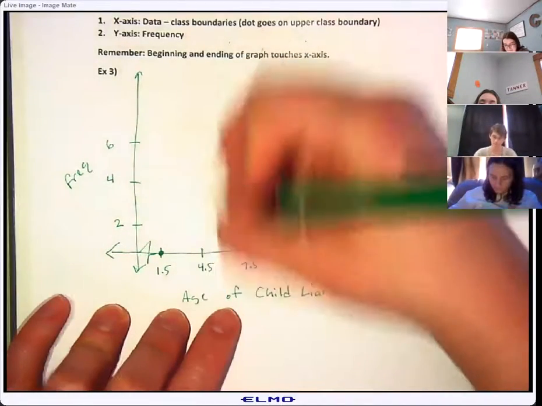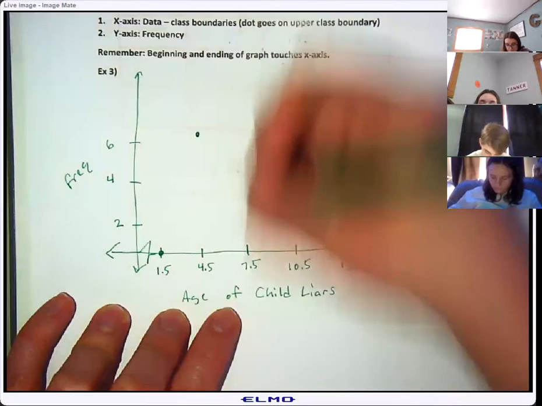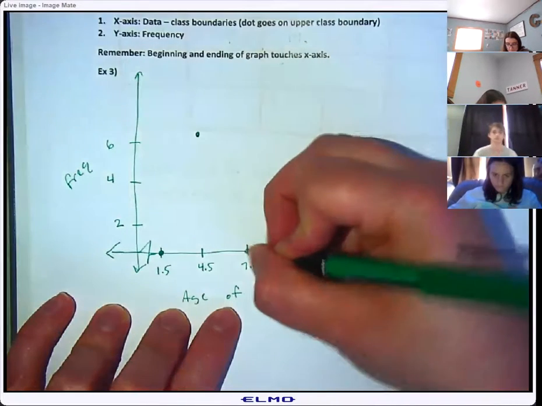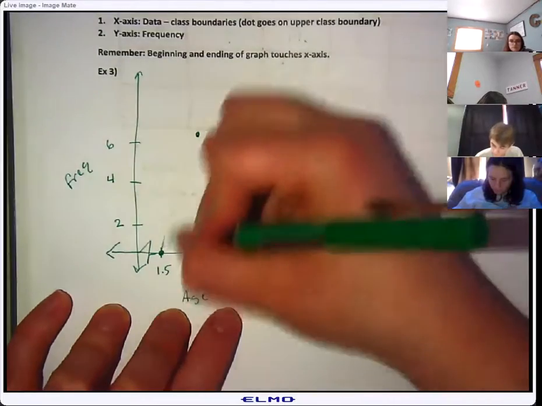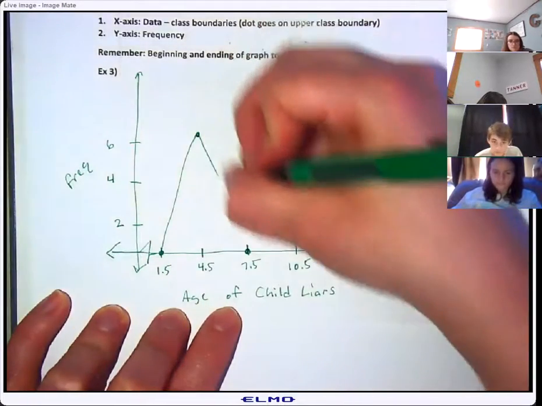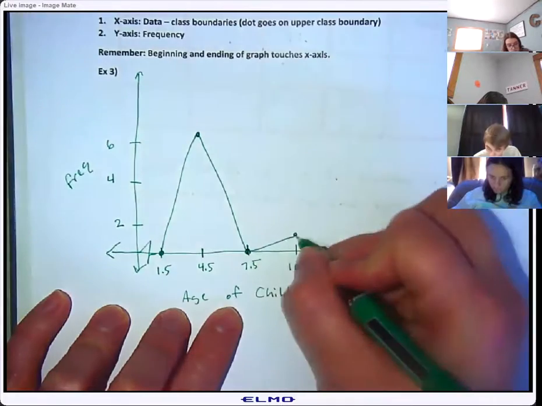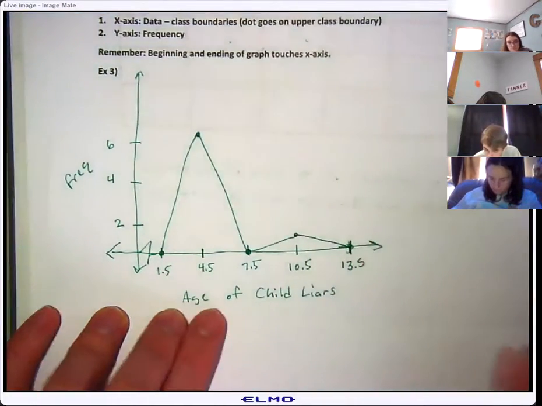All right, so the first one was 6. And then back down to 0, and then 1, and then 0 again. So it's going to look like this. It's going to go up and down, and up and down.